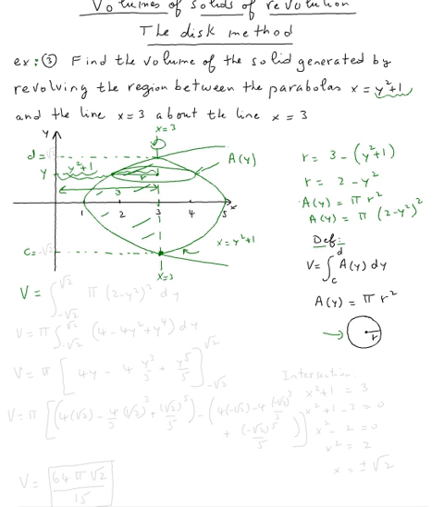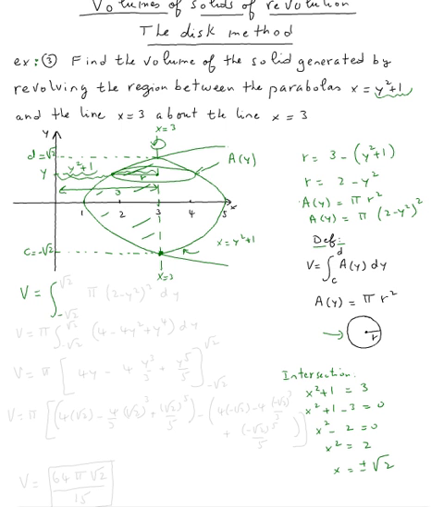So how do we do that? To find those, we need to do the intersection. How do we do the intersection? We set both x's equal to each other. So y squared plus 1 is equal to 3. Now all we need to do is subtract 3 from both sides. So y squared minus 2 is equal to 0, which means y squared is equal to 2, which means y is equal to plus or minus square root of 2. So this is minus square root of 2, and this is plus square root of 2.